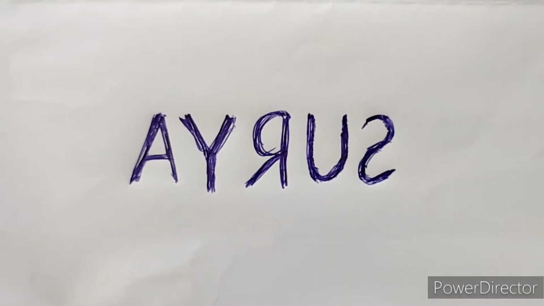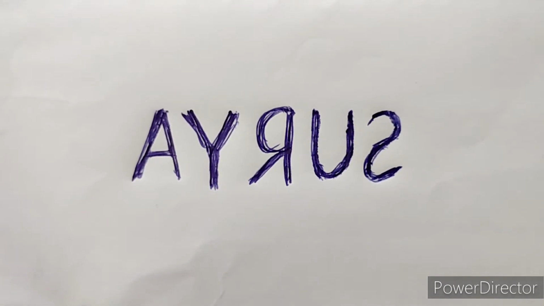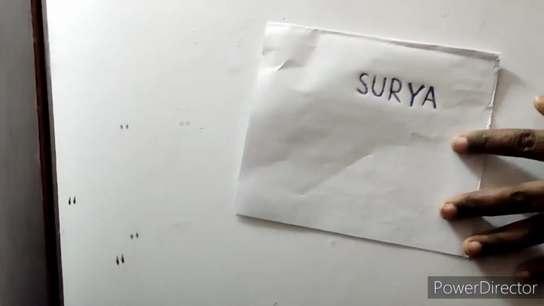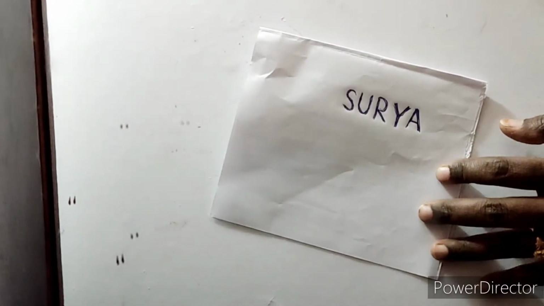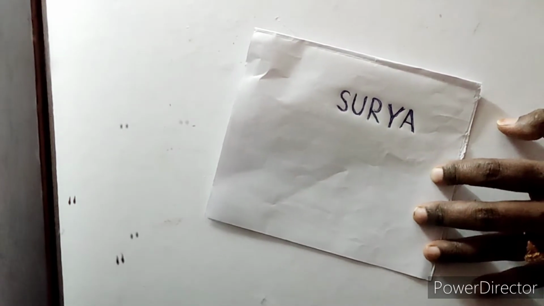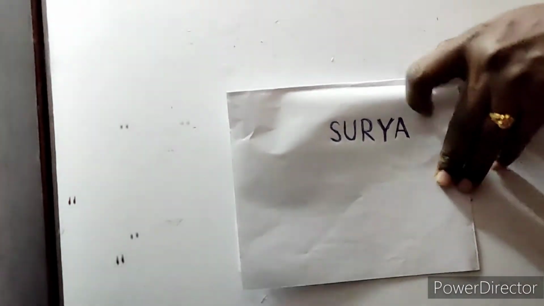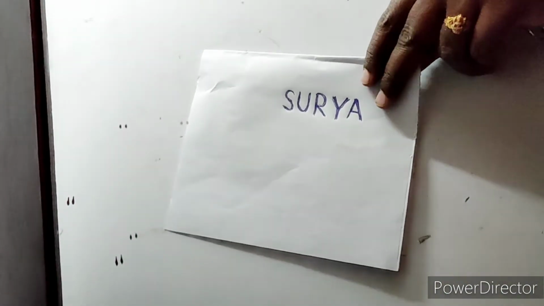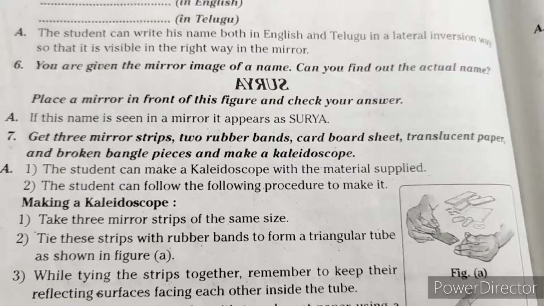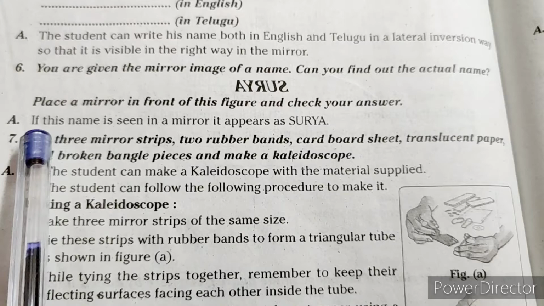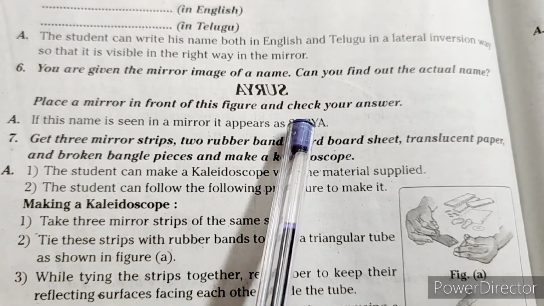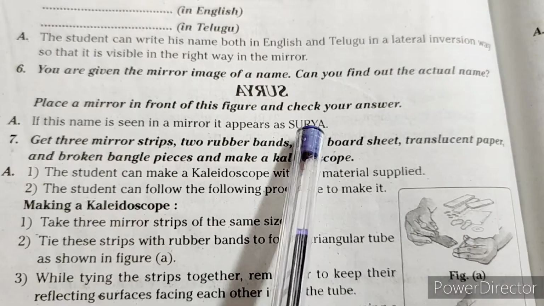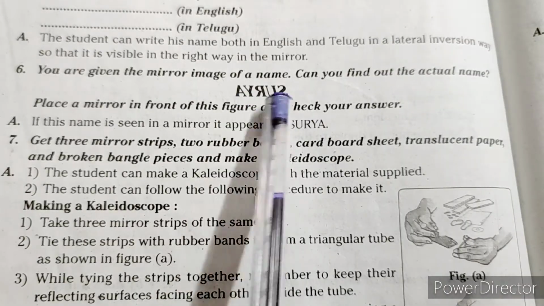So the same thing what is given in the textbook I have written here. Okay, now let us see this same thing in the mirror. See, now you can see the name in the mirror. It is Surya. Okay. First you saw it directly. Directly if you see it is like this. Now if you see in the mirror, it is like this. So if this name is seen in the mirror, it appears as Surya. Okay, you directly keep your textbook in front of a mirror.